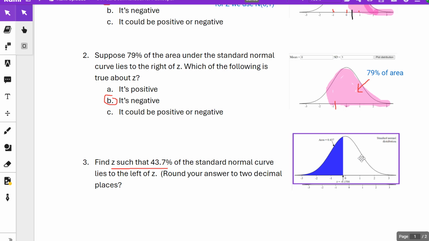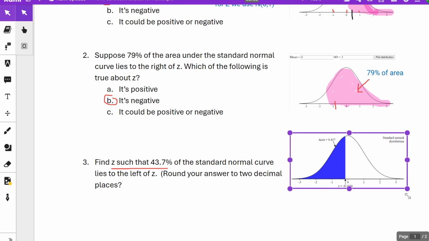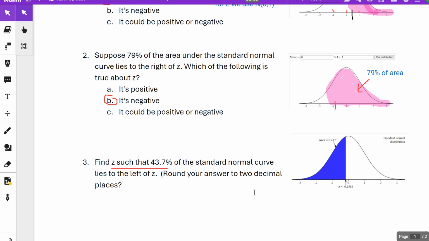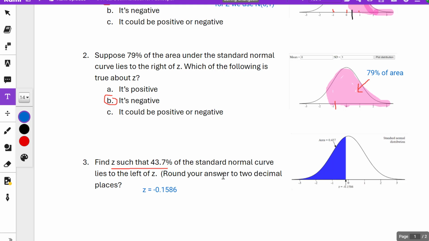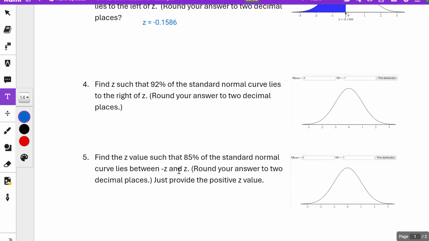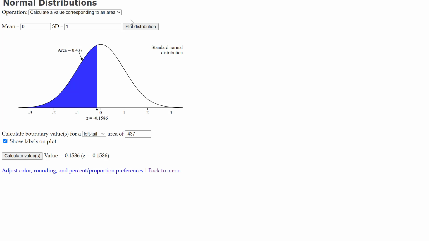So if you set up the stapplet, you should be able to get that value right there. And so we said Z equals negative 0.1586. All right. Okay. Find Z such that 92% of the standard normal curve lies to the right of Z. So 92%, put it at 0.92.